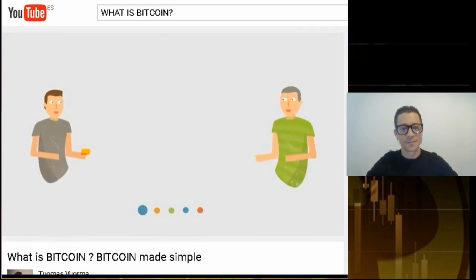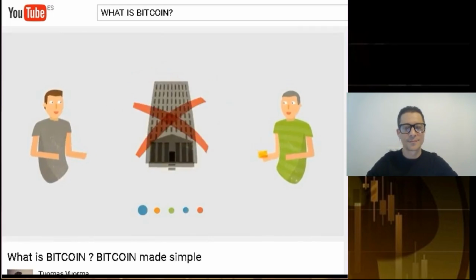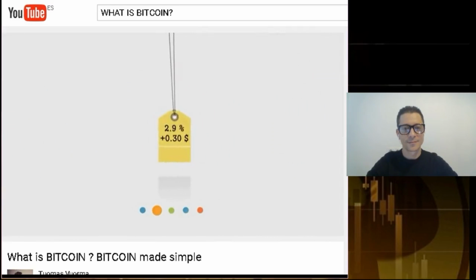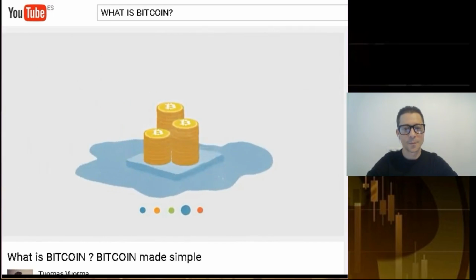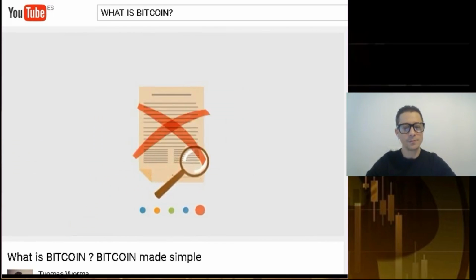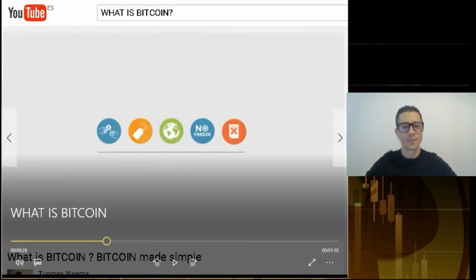Bitcoins are transferred directly from person to person via the net, without going through a bank or clearinghouse. This means that the fees are much lower. You can use them in every country. Your account cannot be frozen, and there are no prerequisites or arbitrary limits.